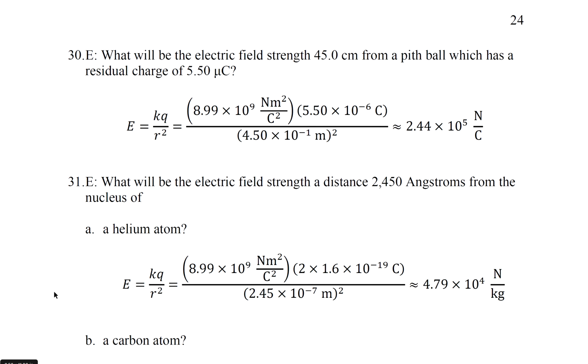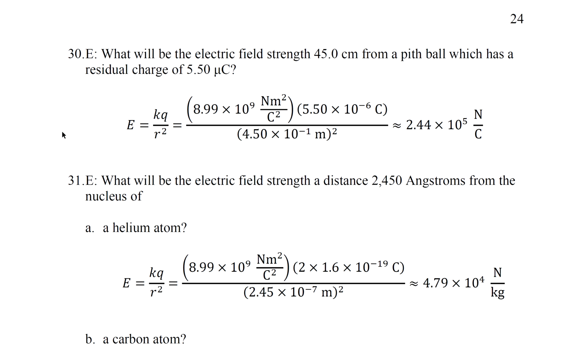Question 30. What would be the electric field strength 45 centimeters from a pith ball, which has a residual charge of 5.5 microcoulombs? So we're given R, and we're given Q. And we know k is a constant.